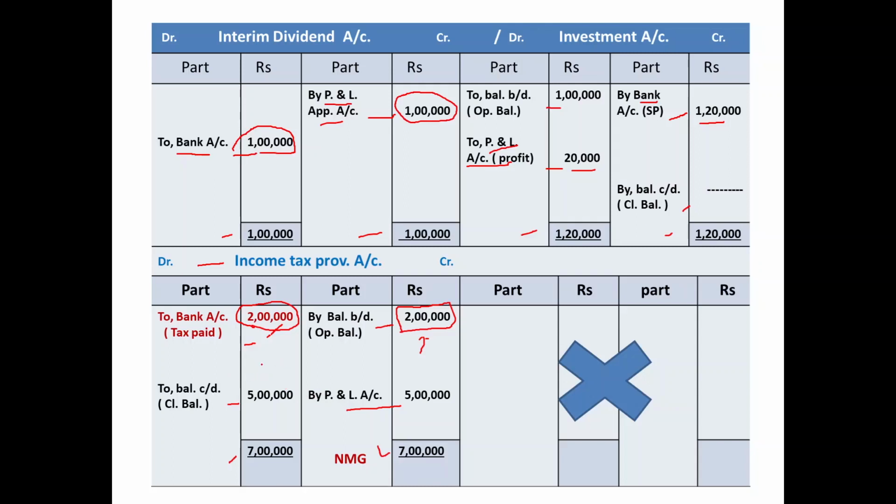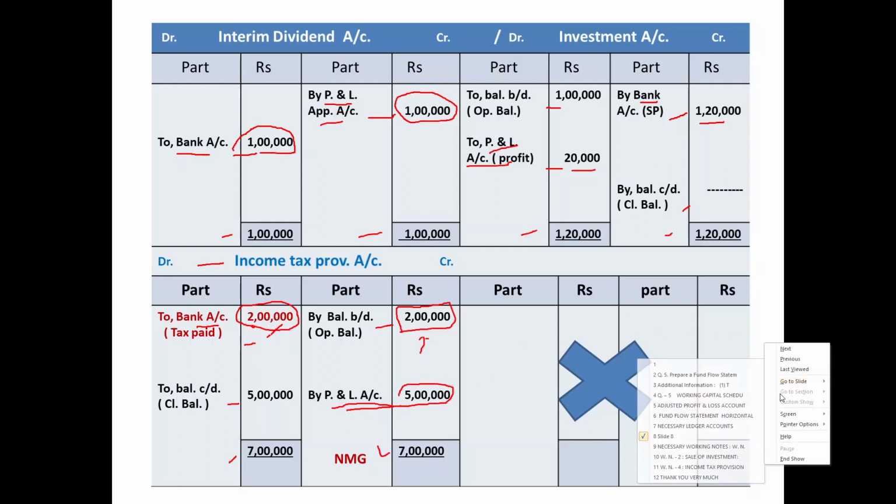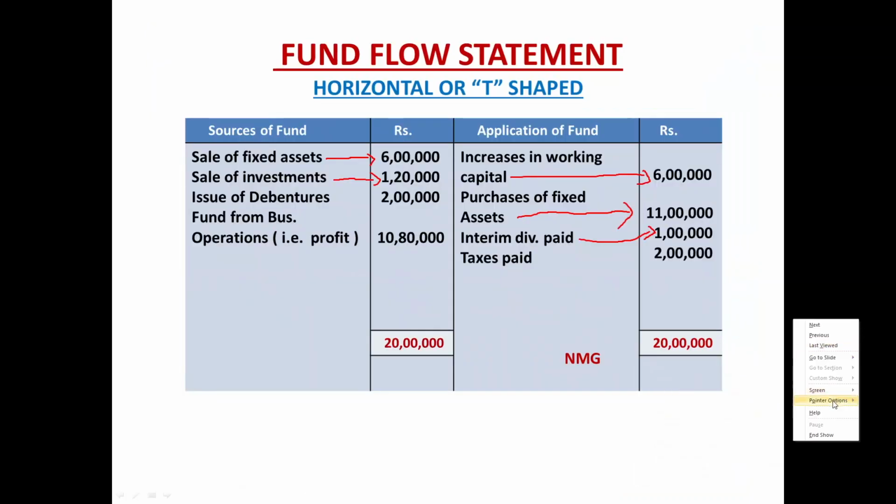FFS impact. Bank application of fund rupees 2 lakh in the fund flow statement. Current year's provision 5 lakh as a non-cash item will be shown in the adjusted profit and loss account on the left hand side. Let us give the impact. Fund flow statement first. Application of fund. Last item. Tax is paid rupees 2 lakh.